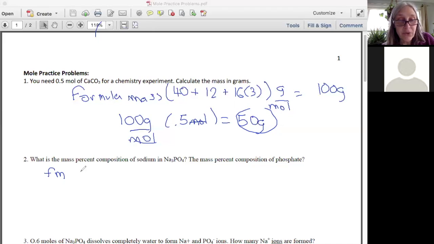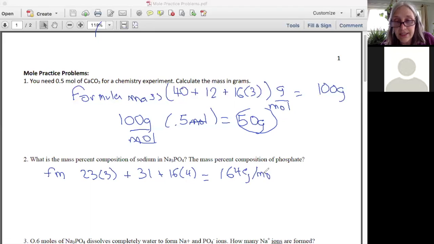For sodium, it's 23 grams per mole, and in this case we have 3 of them. Then we've got phosphorus, which is 31. And then we have oxygen, which is 16, and there are 4 of them. So when we calculate this out, we end up with 164 grams per mole.